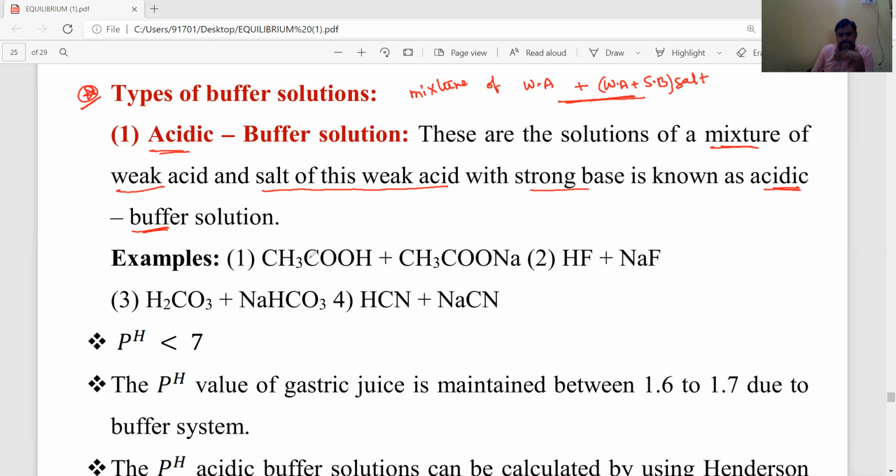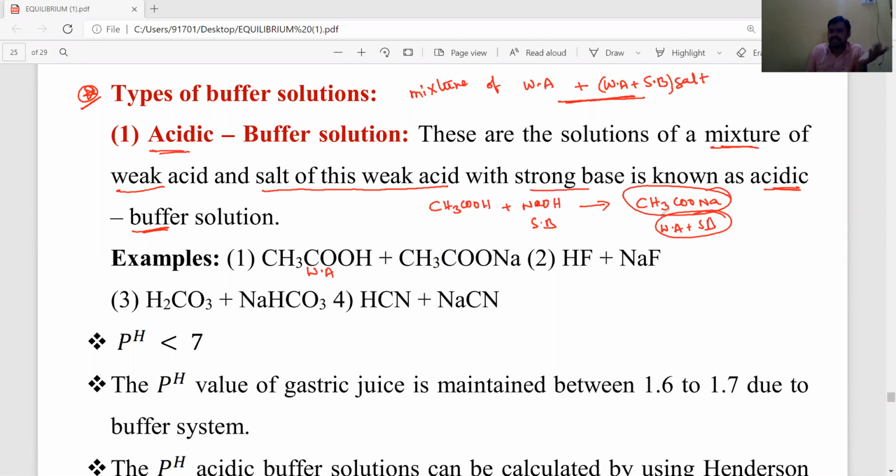Example: acetic acid is a weak acid. This acetic acid reacts with a strong base, NaOH. The strong base is sodium hydroxide, and it produces a salt. What is the salt produced, dear students? CH3COONa, sodium acetate. It is the salt of a weak acid plus strong base.